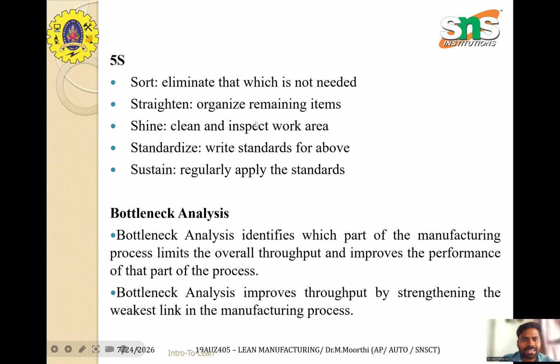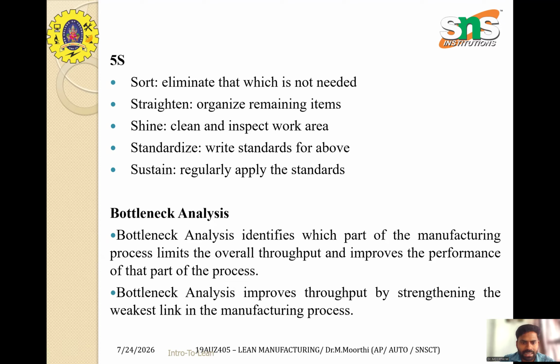The next one is Straighten. Straighten means we need to organize the remaining value-added items in the proper way. Next one is Shine. We need to clean and inspect the workplace or work area. The next one is Standardize. Write a standard for each of the value-added things in the working place. Next one is Sustain, to attain perfection. Regularly apply the standards in order to maintain the working place as clean as possible.